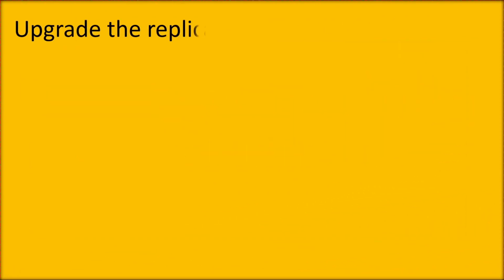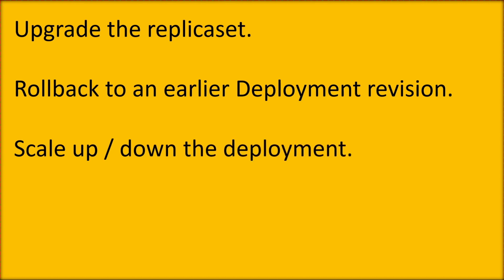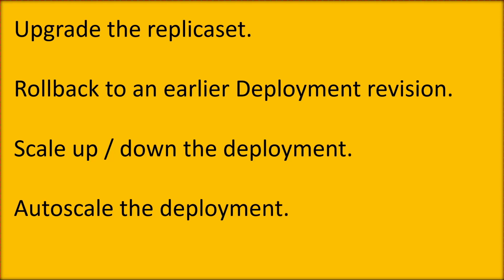One obvious reason to use a deployment is whenever we require to upgrade the replica set, and rolling back to an earlier deployment revision is possible in a deployment. If we want to scale up or down the deployment, for example from 3 to 5 pods, we can achieve that with the help of a deployment, and autoscale the deployment. As I said, it depends on whether the CPU reaches 60% or 90%, whatever you have set, it will automatically increase by one new pod. So for these reasons, we can use deployments.